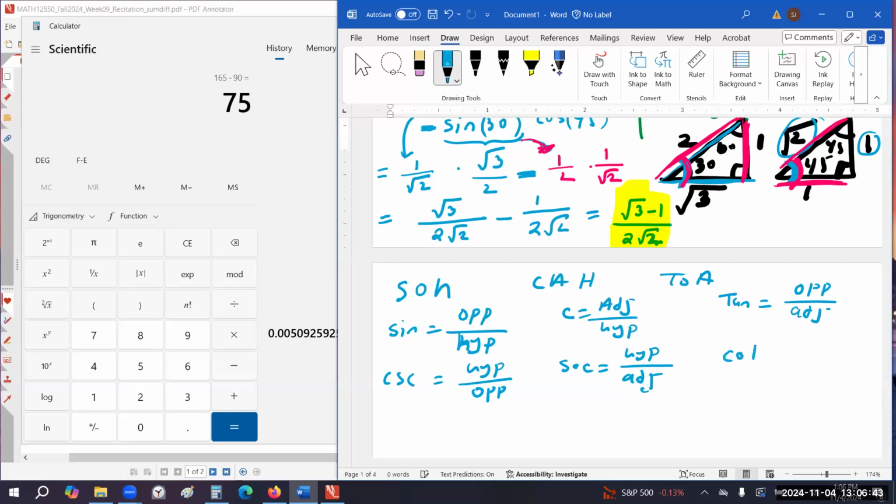That means cotangent should be adjacent over opposite. So you can use all six trig functions to get their values. You can use the triangles, just like the table. The special table I showed in our last class, it's the same as this.